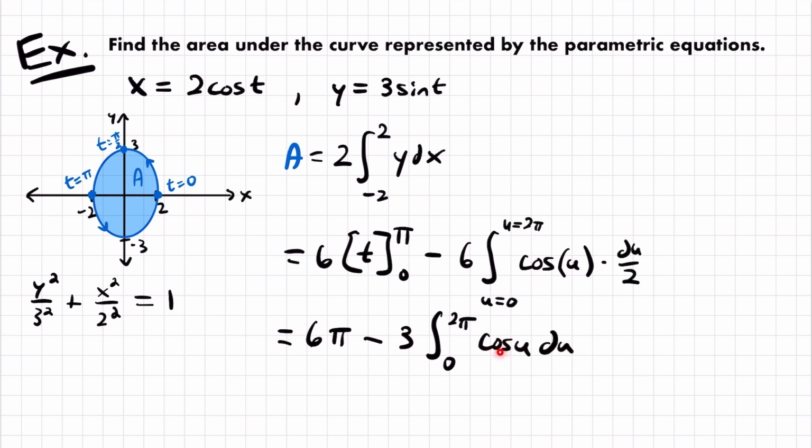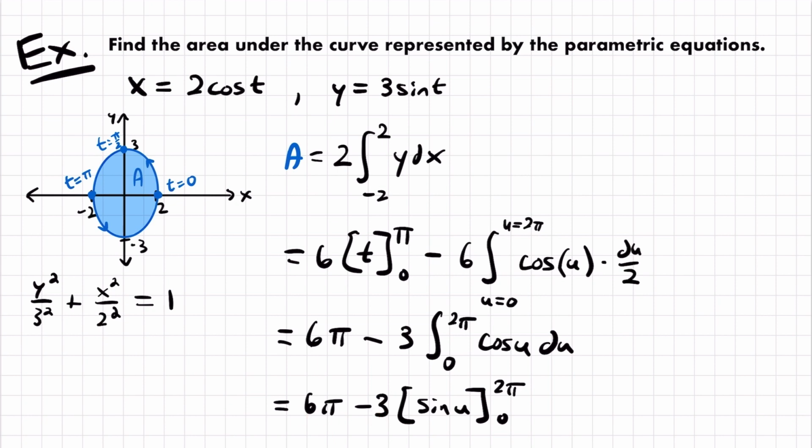Now the integral of cosine is sine, so this will be equal to 6 pi minus 3 times sine u evaluated from 0 to 2 pi. All right, and so now to solve this integral, we need to evaluate sine at 2 pi and subtract the evaluation of sine at 0. But note that sine of 2 pi is 0 and sine of 0 is also 0. And so this whole part of our calculation is just 0. This will be 0 times negative 3, which is 0.